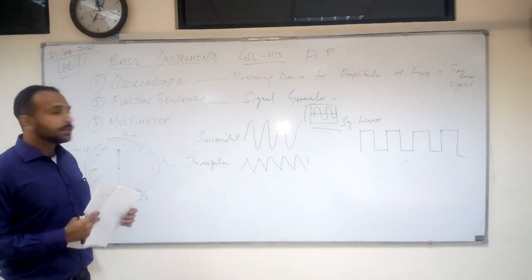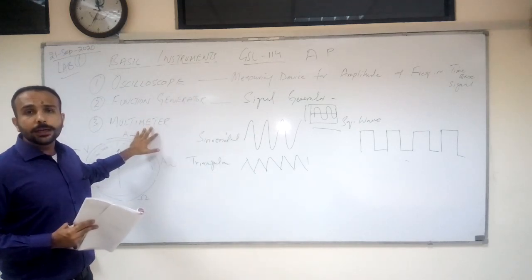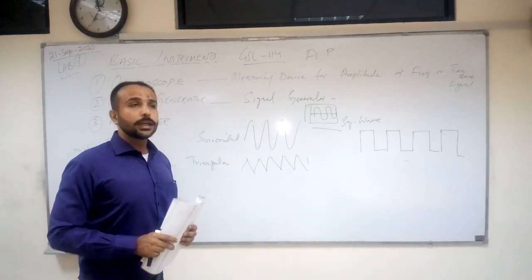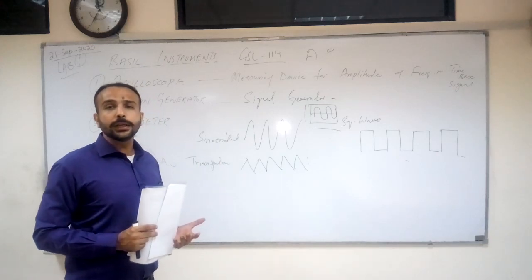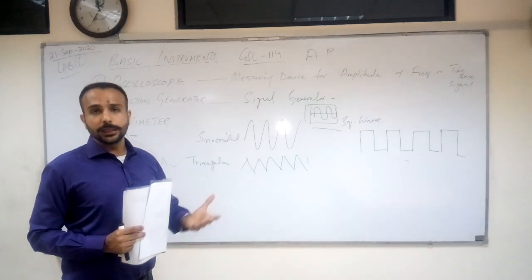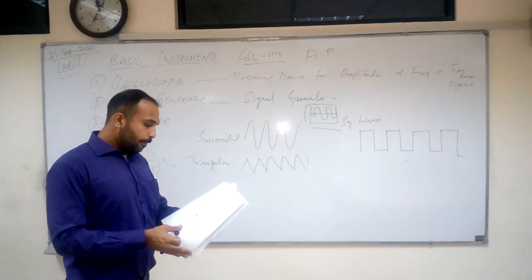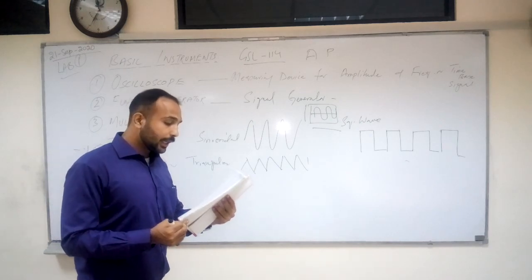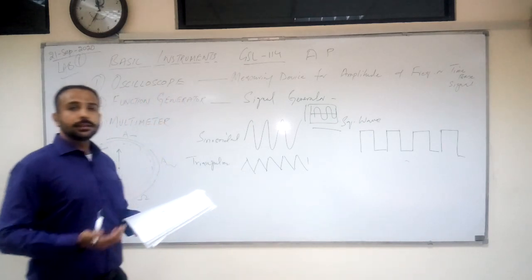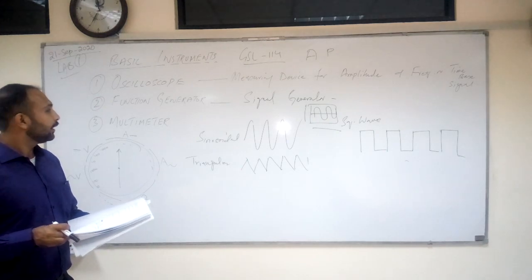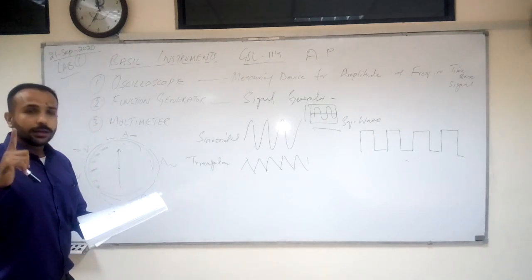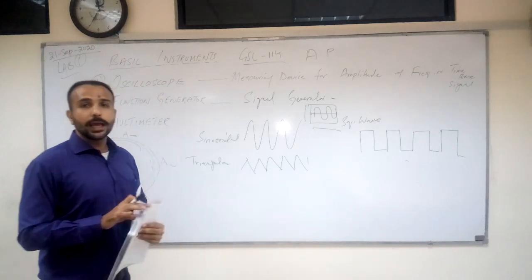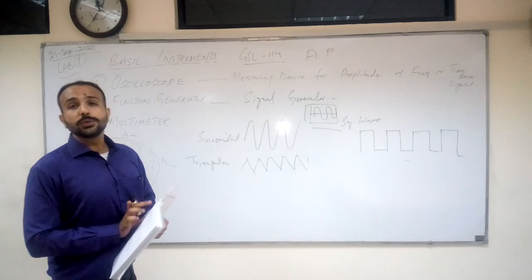The third basic instrument is your multimeter. What do you understand from the word multimeter? Multimeter means it is used to measure multiple functions. A multimeter combines these functions, and possibly some additional ones as well, into a single instrument. There are three main types of functions in the multimeter: ammeter, voltmeter and ohmmeter. The ammeter is used to measure the ampere, which means it is used to measure current.